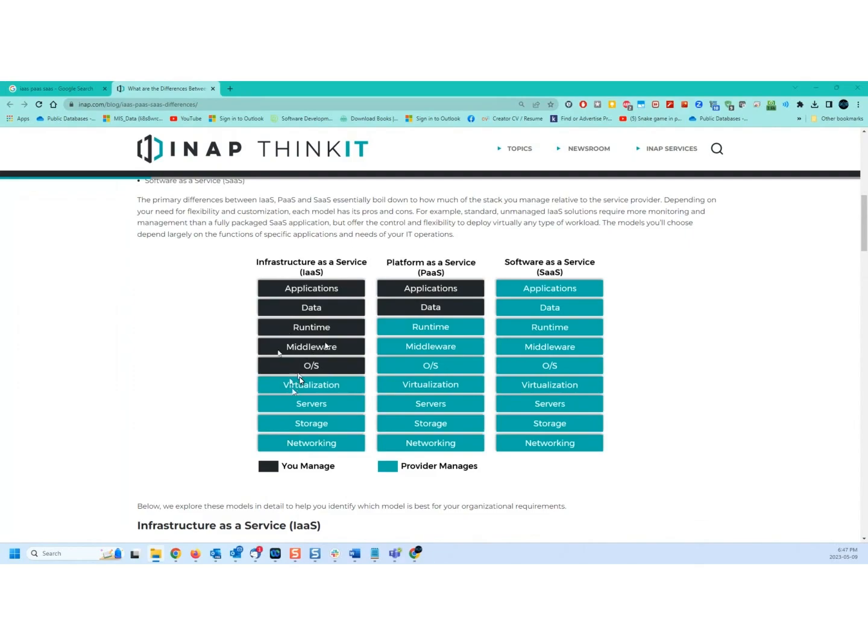In PaaS, platform as a service, Azure says, okay, you want to rent more? That's okay. We have that available. We will provide you the operating system, the middleware, the runtime as well, so that you can rent. So you are becoming more dependent on the cloud. And in the last part, everything is handled by Azure and AWS.